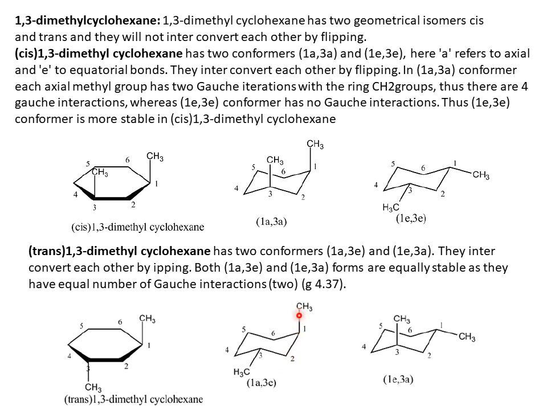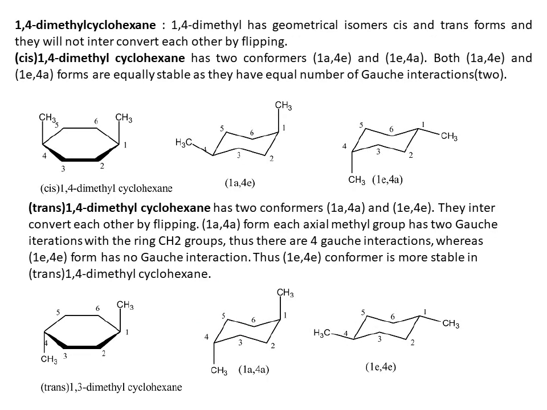So let us evaluate the relative stability. Here one methyl group is axial. There are two gauche interactions with the ring CH2 group. For equatorial CH3, there won't be any gauche interaction. There are two gauche interactions here. Here also there is one axial methyl group, so there will be two gauche interactions. So these two conformers are equally stable. 1A 3E and 1E 3A are equally stable. Let us see the next isomer.